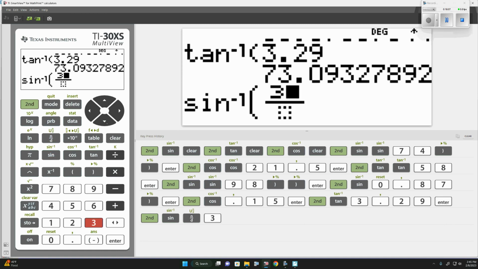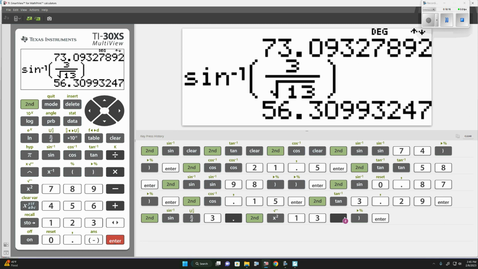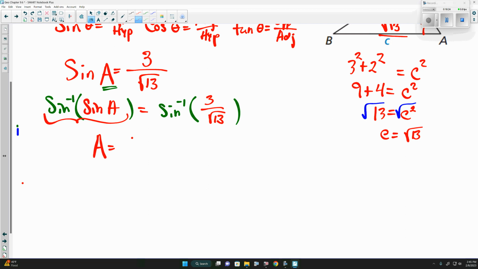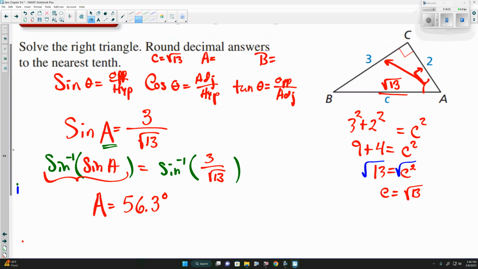3 over second square root of 13, and we get this here. So rounding to the nearest tenth gives us 56.3. So the measure of angle A is 56.3 degrees.